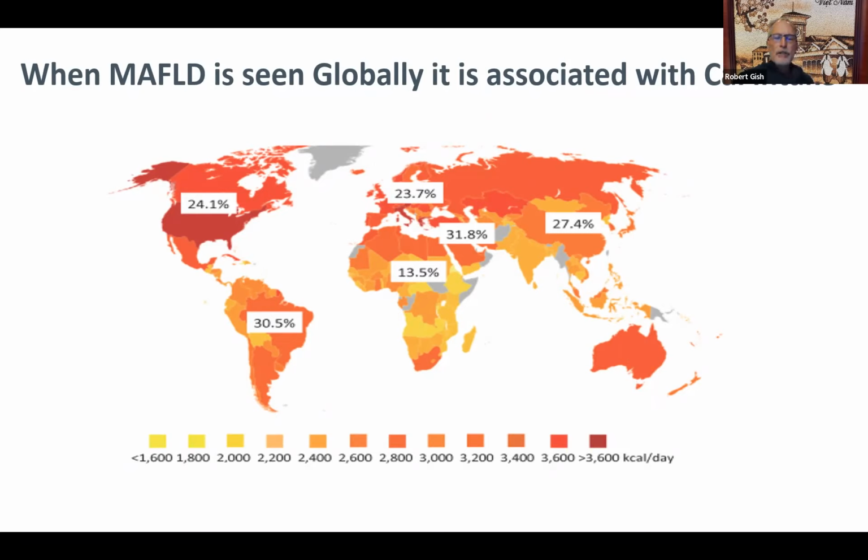But look at the calories per day. Most of us need about 1,800 calories a day, maybe 2,000, 2,400 if we're super active. This massive calorie excess is what's driving obesity and fatty liver.